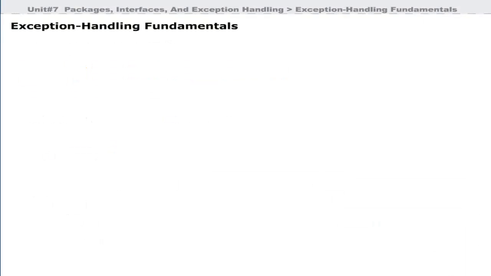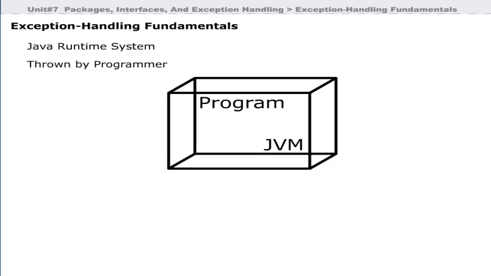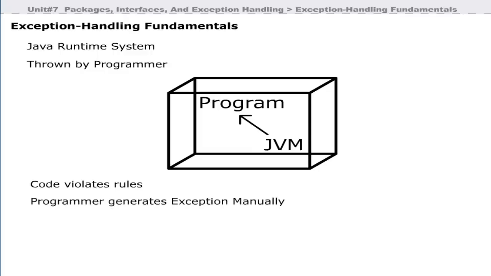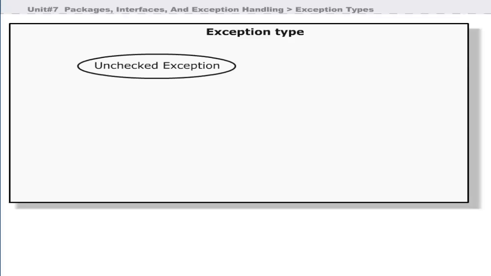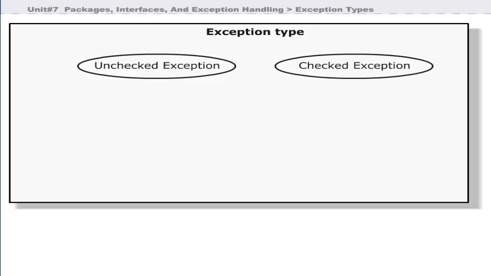Exceptions can be generated by Java runtime system, or these can be manually generated by user code. Java runtime system throws an exception and disrupts the program when program code violates rules of Java language. Programmer can generate exceptions manually to tell some error condition. Java categorizes exceptions into two types. These are unchecked exceptions and checked exceptions.